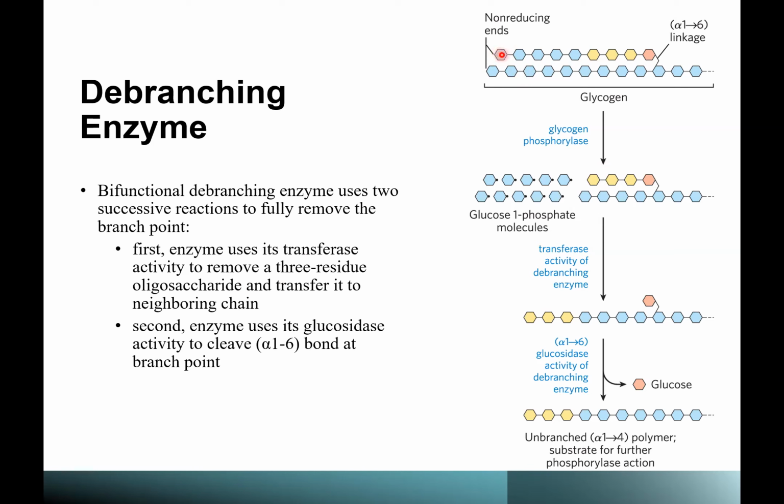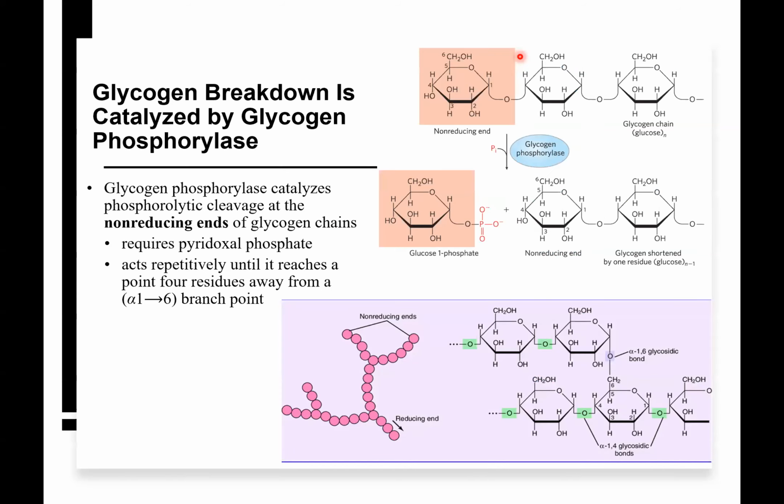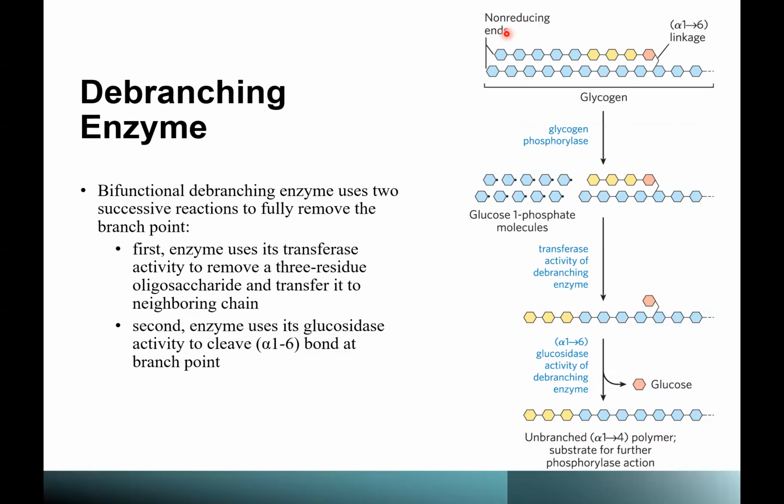So we, glycogen phosphorylase, right? Comes in and it removes all of these blue until we get to this point right here. Now we have four more residues here, 1, 2, 3, 4. And the next thing that happens is this enzyme, which is bifunctional, releases a segment of three.